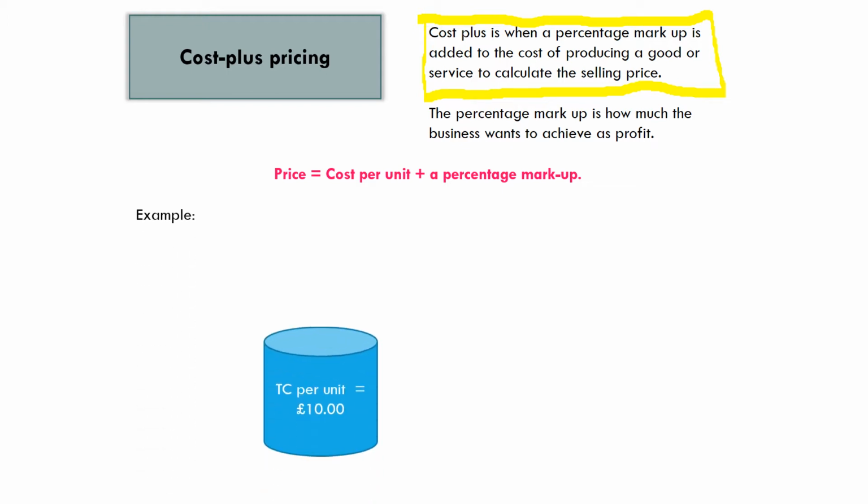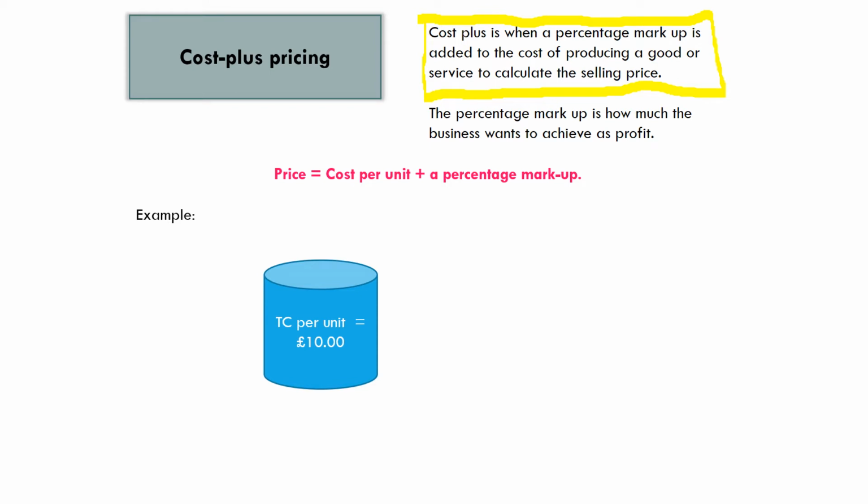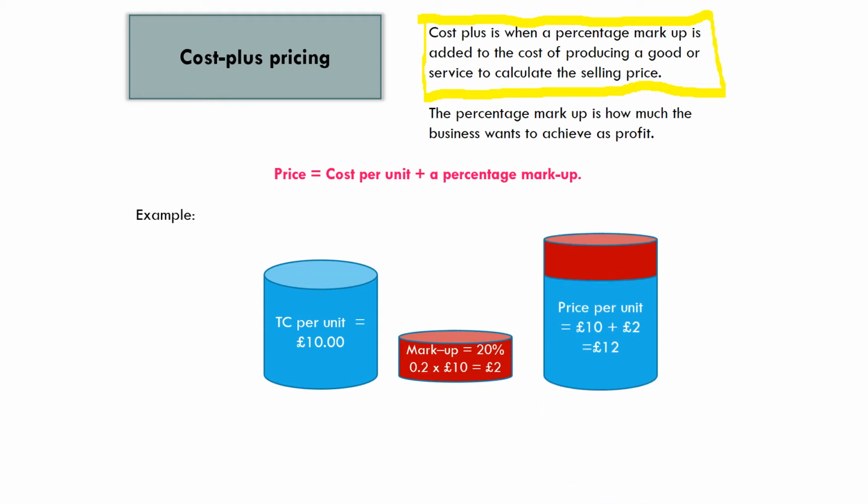Let's have a look at an example. Let's imagine the total cost per unit is £10. And we add on a markup of 20%. Well, 20% of £10 is £2. So the price that we're going to charge customers for this product is £12. And by charging a price of £12, we guarantee ourselves a gross profit here of 20%, or £2.